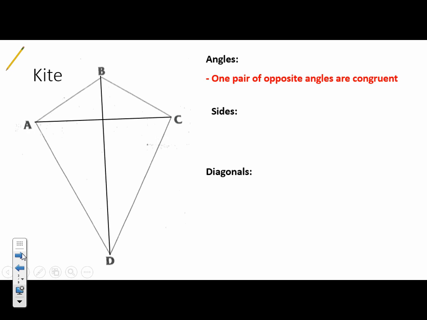The first property is that the angles will have one pair of opposite angles that are congruent. So only one pair of angles on this four-sided shape is going to be equal, and those two angles are going to be A here and C here, because it's like I could fold that kite in half and those two angles would line up right there. So one pair of opposite angles are congruent.